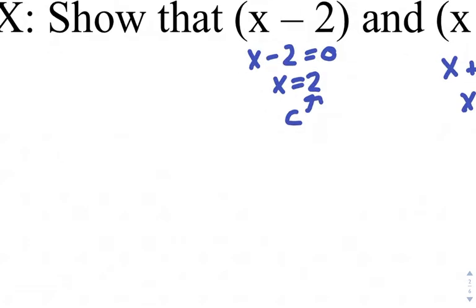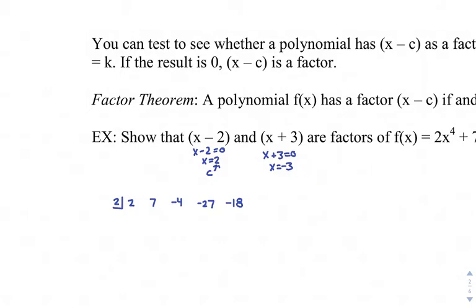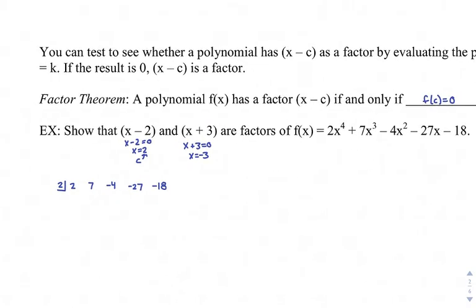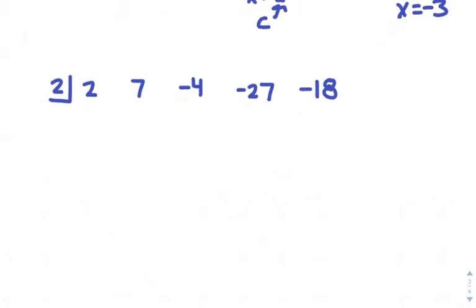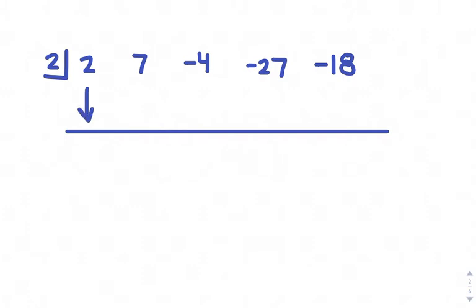So I'm going to start with the 2. So I have 2, and then my coefficients were 2, 7, -4, -27, and -18. Again, I just got those from the expression that they give me for f of x, and you just take the coefficients. So now I drop down my first number, which is 2. 2 times 2 is 4. 7 plus 4 is 11. So now 11 times 2 would give me 22.